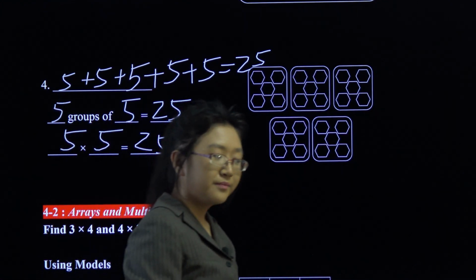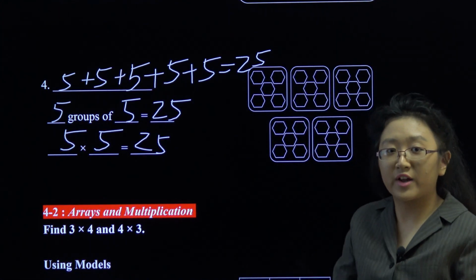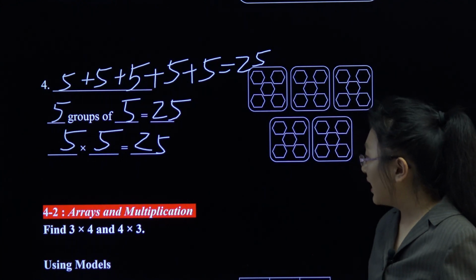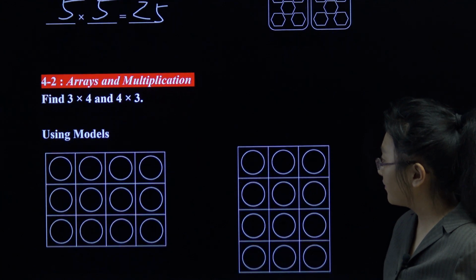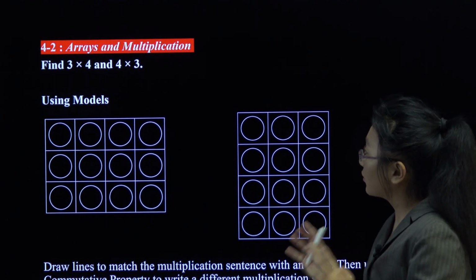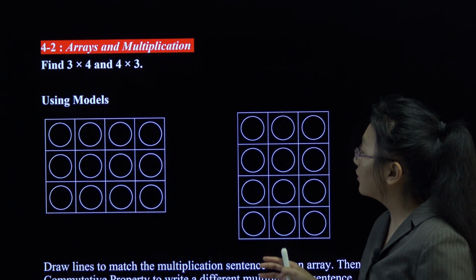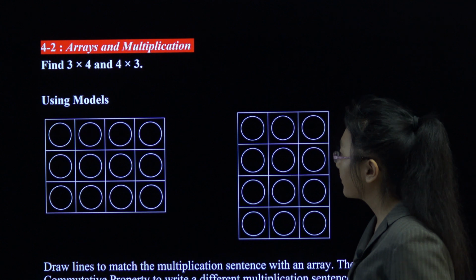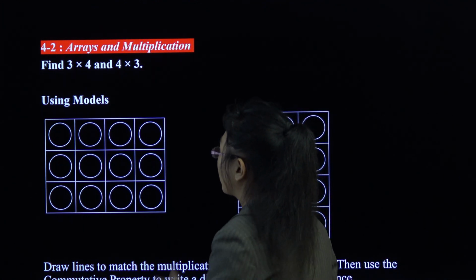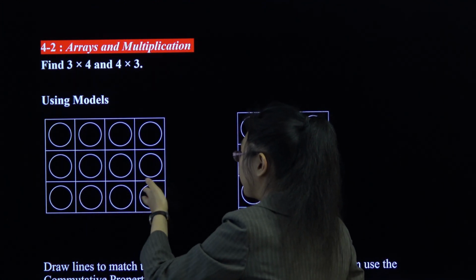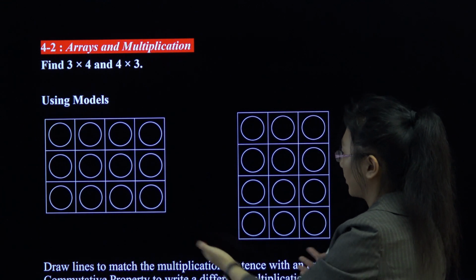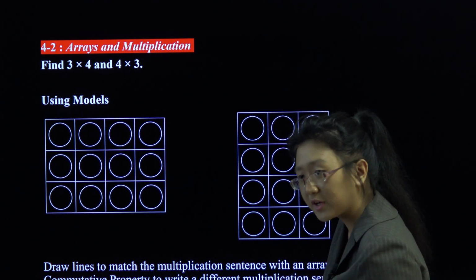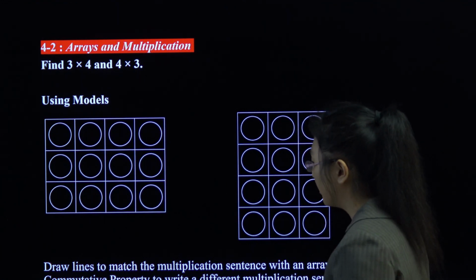Okay, guys. If you want to take a break, feel free to do so at any time. Anyhow, now we're going to move on to arrays and multiplication. So find 3 times 4 and or 4 times 3. 3 times 4, 3 groups of 4, well, either of these can be 3 groups of 4 because the commutative property applies to multiplication.